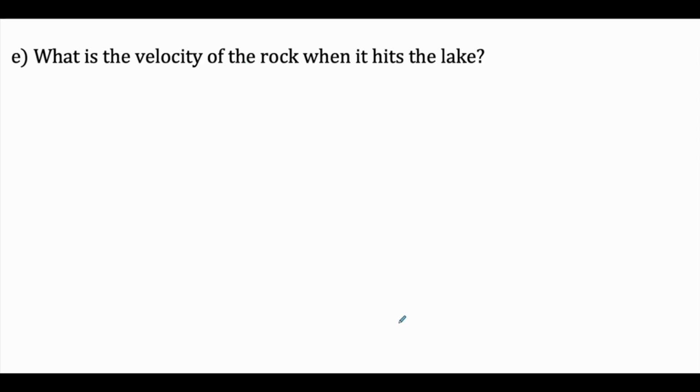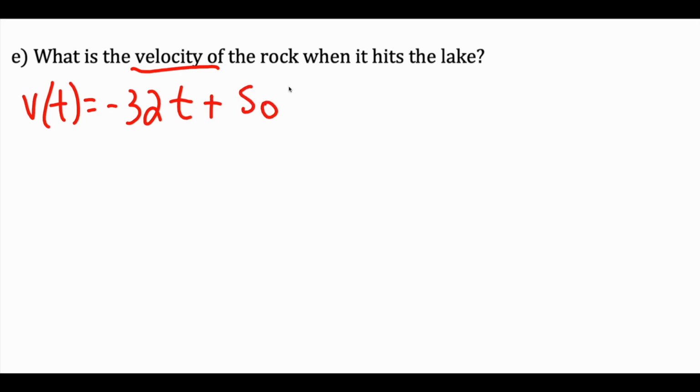The last one, we're asked about the velocity. So this is saying, what is the velocity of the rock when it hits the lake? So our velocity formula is negative 32t plus the initial velocity. Sorry, not initial height, initial velocity. So we know that from the original problem, we were given the initial velocity was 32.